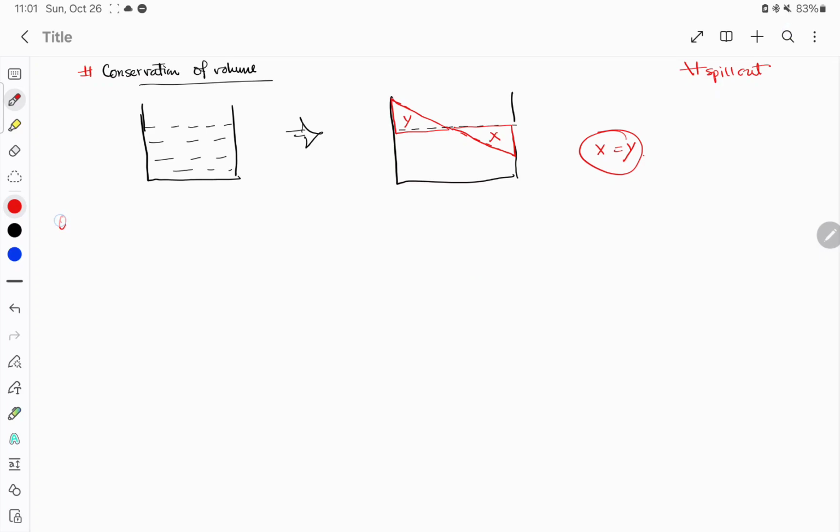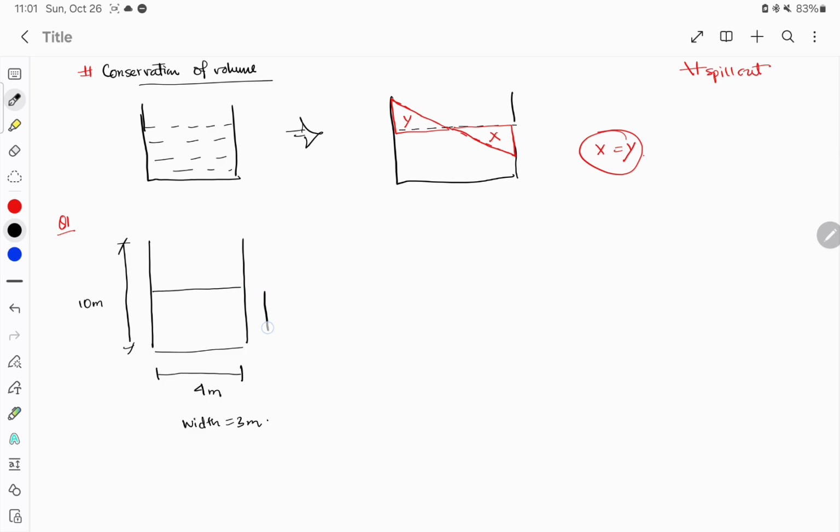So I am not going to write the question, I will just say it in words. So if there is a cubical tank of dimension, I will say height is 10 meters, length is 4 meters, and width is given as 3 meters. The water level in the tank is 6 meters.